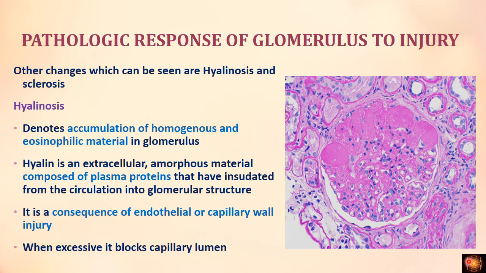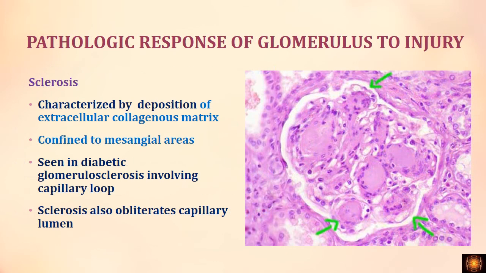Now there is another condition, where we see the deposition of extracellular collagenous matrix in the mesangium. We don't see it in the Bowman space, instead we see it in the mesangium. In hyalinosis, we typically see it in the Bowman space because it's an insudated protein. But here we see the deposition of collagenous matrix within the mesangium. As the deposition increases, it also will compress the capillaries. So these are the changes we'll see when there is an injury.